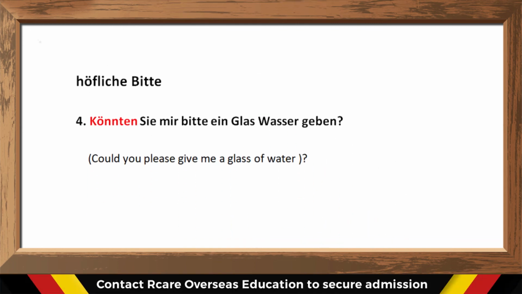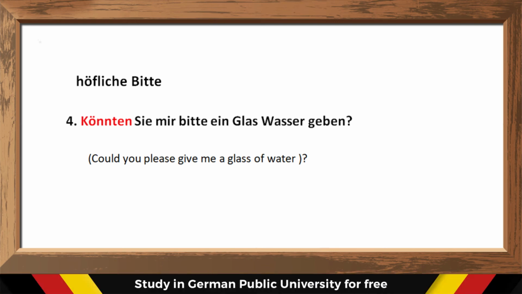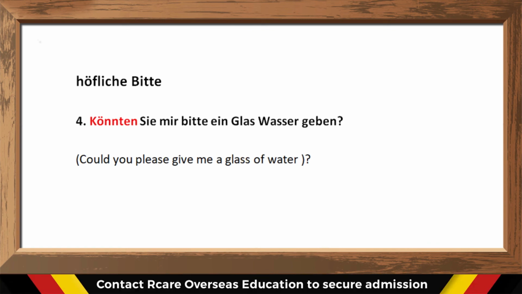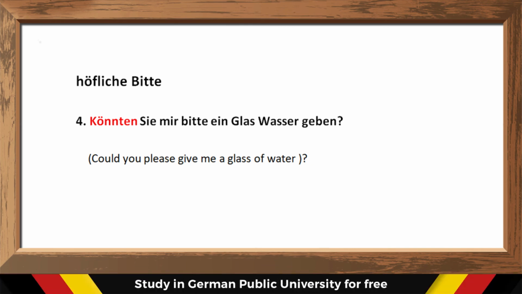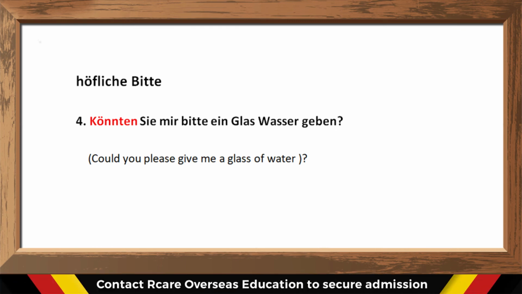Next example is a höfliche Bitte, which means a polite request. Könnten Sie mir bitte ein Glas Wasser geben? Could you please give me a glass of water? So Konjunktiv II form is also used to make polite requests to people when we have to ask them for something and we want to be polite.